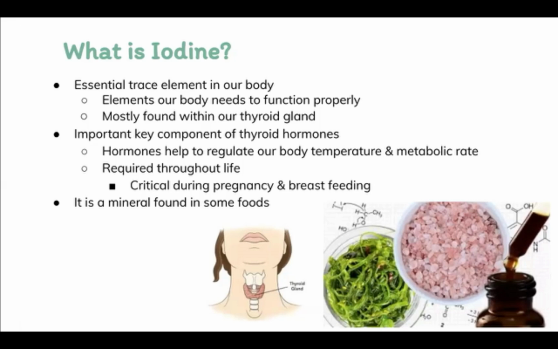Iodine is an important key component of thyroid hormones, which help to regulate our body temperature and metabolic rate. It's required throughout the life for normal growth, neurological development, and metabolism, and it's critical during pregnancy and breastfeeding. Iodine is a mineral found in some foods. The body needs iodine but cannot make it, and very little amounts are found in food unless it has been added.